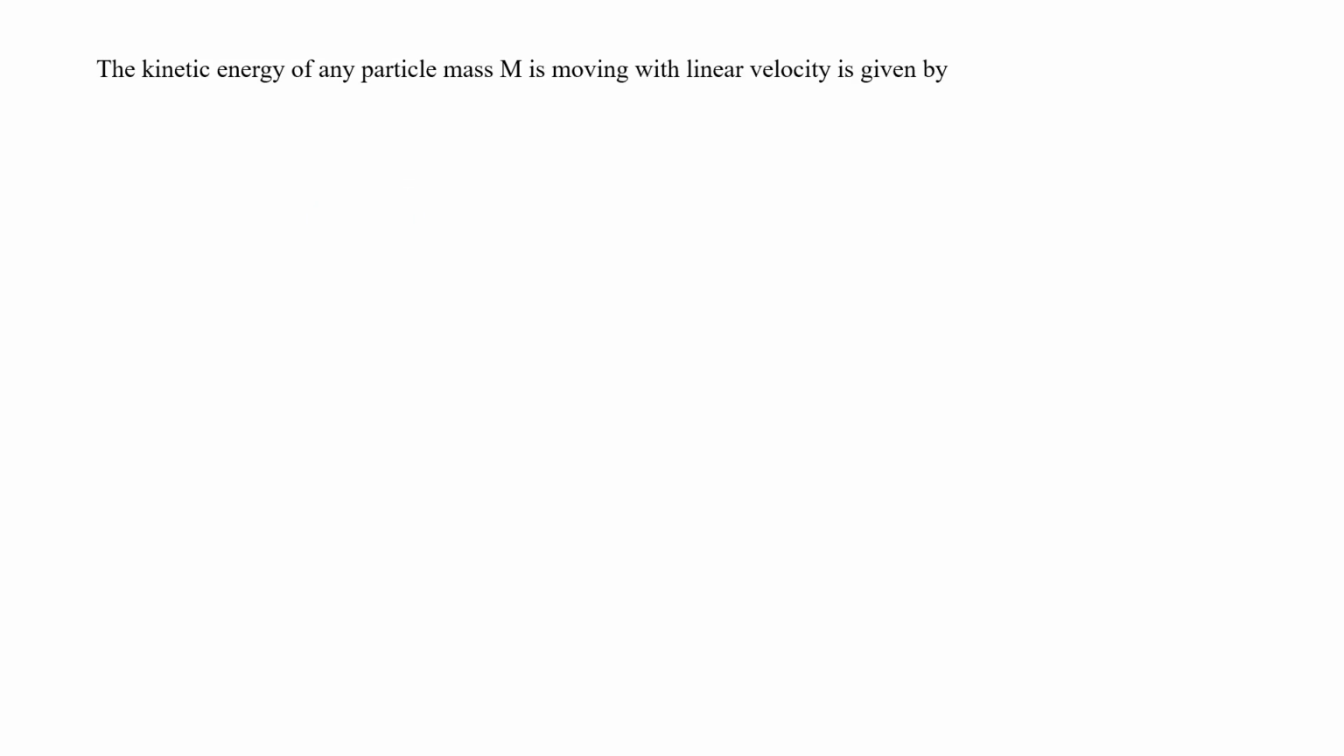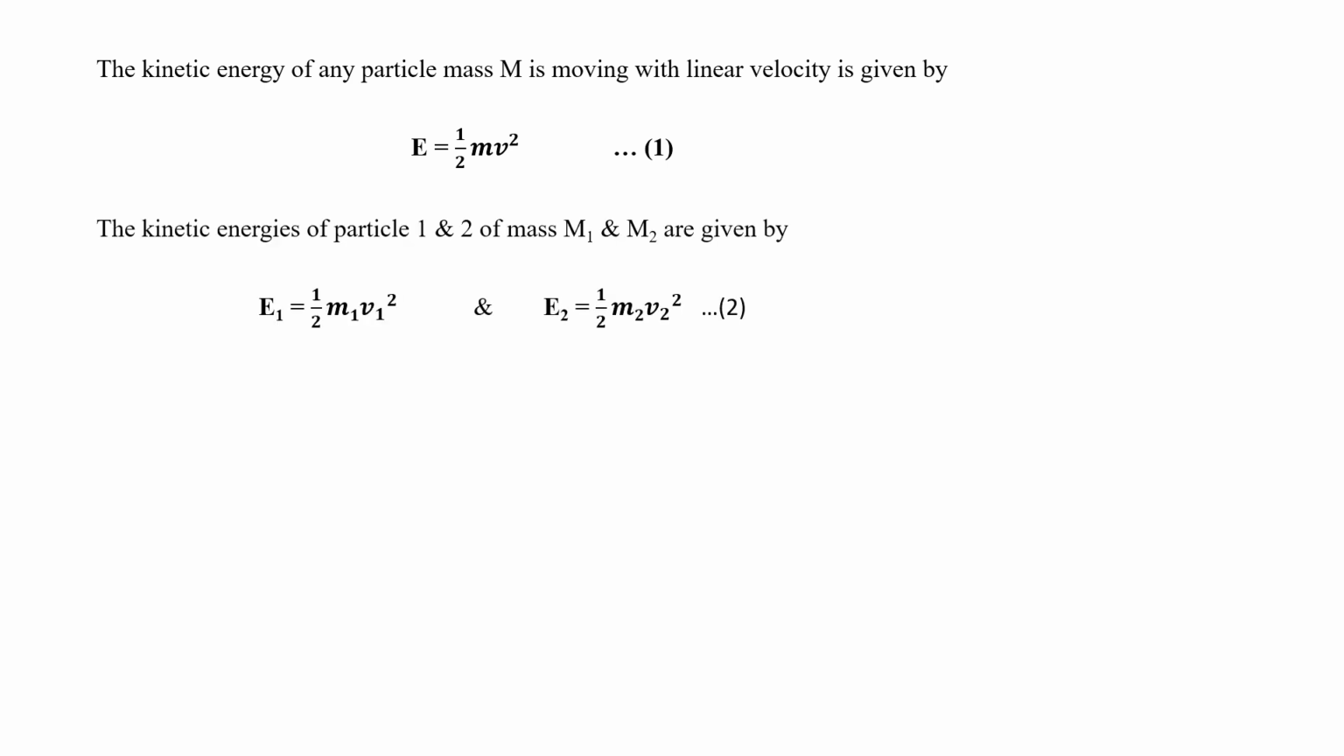The kinetic energy of any particle of mass m moving with some linear velocity is given by E equal to 1 by 2 mv square, where m is the mass of that particle and v is the linear velocity corresponding to that particle. We consider a two-body system, particle 1 and particle 2 having masses m1 and m2. So I derived two different kinetic energies E1 and E2, where v1 is the linear velocity of particle 1 and v2 is the linear velocity of particle 2.